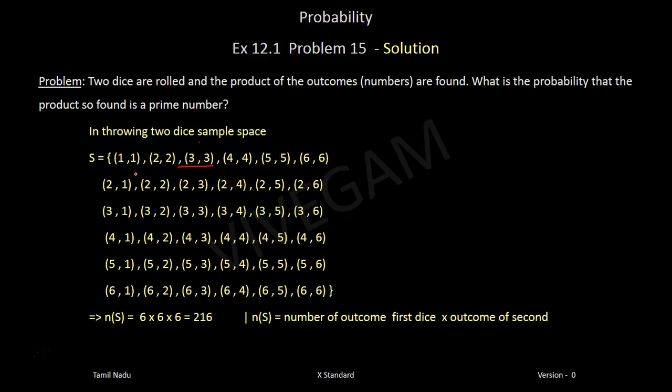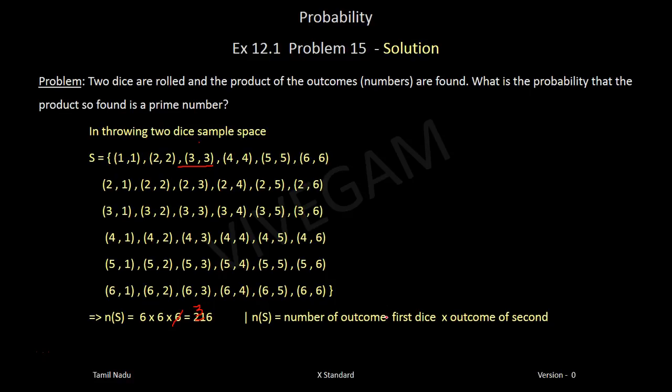Right, so altogether you see 1, 2, 3, 4, 5, 6. 6 into how many rows are there? 1, 2, 3, 4, 5, 6. So totally 6 into 6. Sorry, it's wrong here. Sorry, it's a 6 into 6. It is 36. Okay, 6 into 6. So totally 36 outcomes are there. Okay. So otherwise you can find n of S is number of outcomes of the first die into the number of outcomes of the second die.